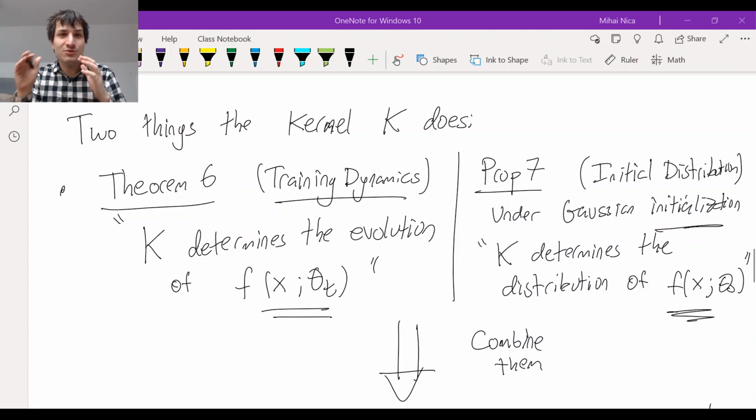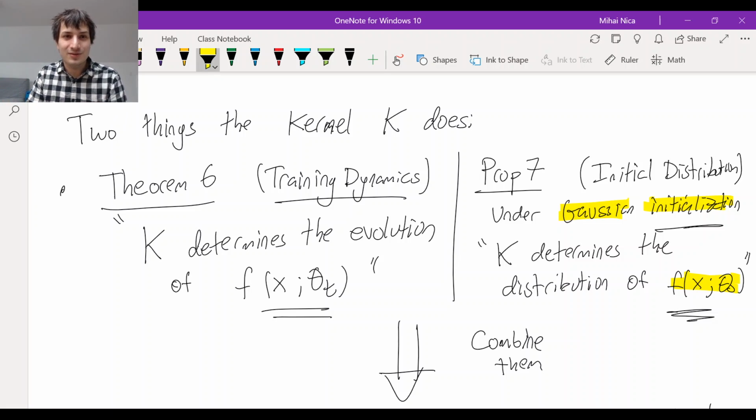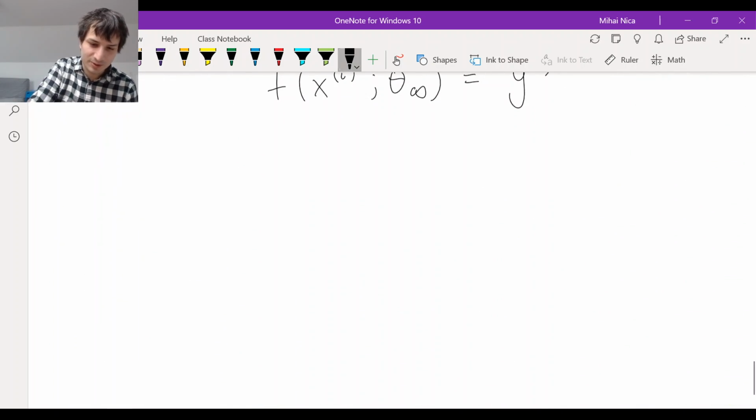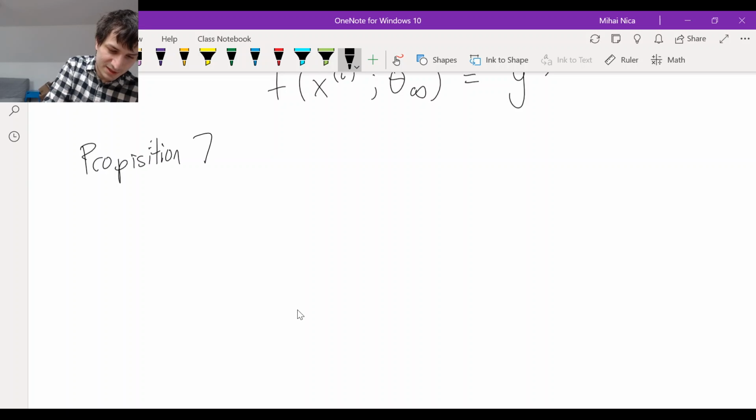Proposition 7 tells you that k is actually also involved in the initial distribution. So as long as you're under a Gaussian initialization, I'll tell you exactly what this means, then k will tell you what happens at time 0. So theorem 6 said this is how it's evolving, and proposition 7 says this is how it starts. And that's a simple theorem as well. So I'm going to show you what that says. Okay, so here we go. This is called proposition 7 in the notes.